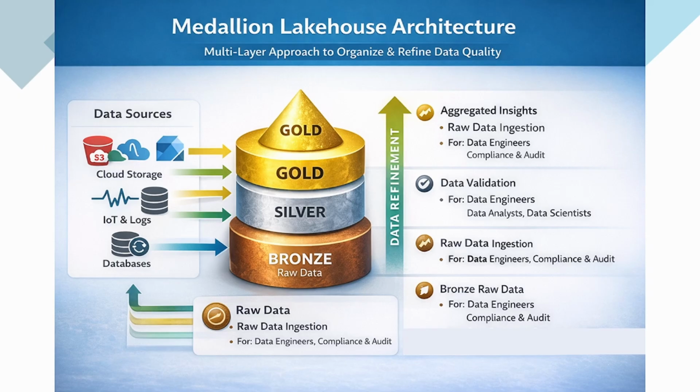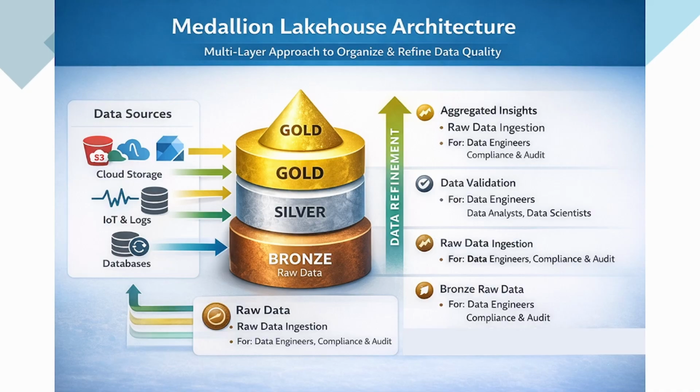Let's talk about the Medallion Lakehouse architecture. At a high level, the Medallion architecture is all about layers. Think of it as a journey your data goes on. It starts messy, then it gets cleaned, then it becomes useful. Those layers are called bronze, silver, and gold. And no, that's not just marketing. Each layer actually represents the quality of the data.